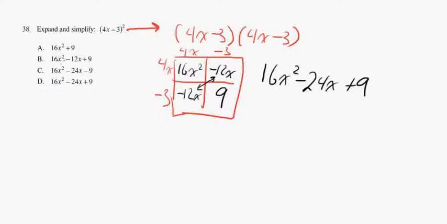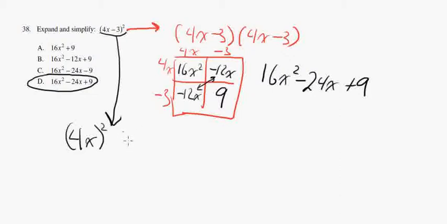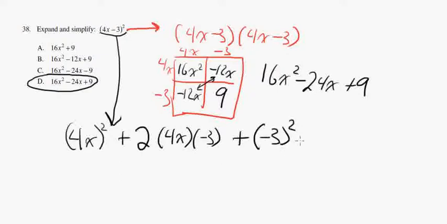And if we look here, looks like the answer is going to be D. Okay. Now there is an easier way to do this. It's a shortcut that some people might have forgotten. Because this is a square, we can always expand this to be the following. Take the first term, square it, add it to double the product of the two terms together, and then add it to the last term squared.